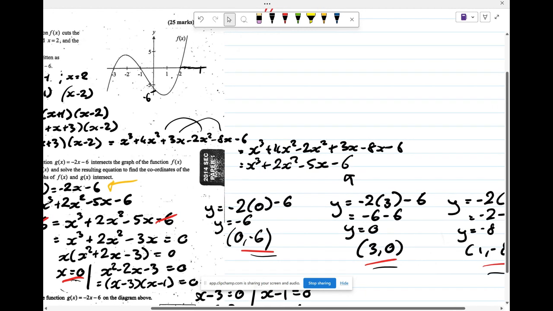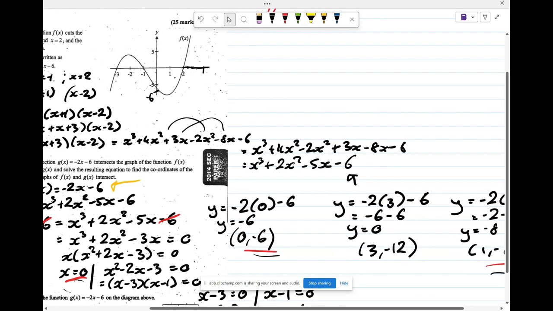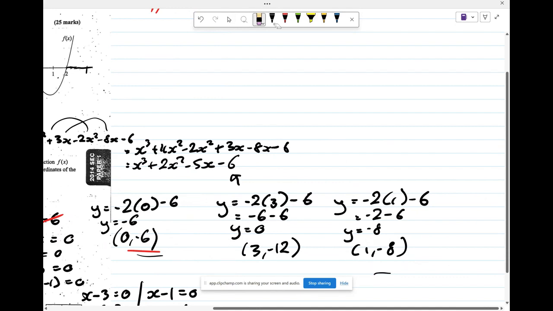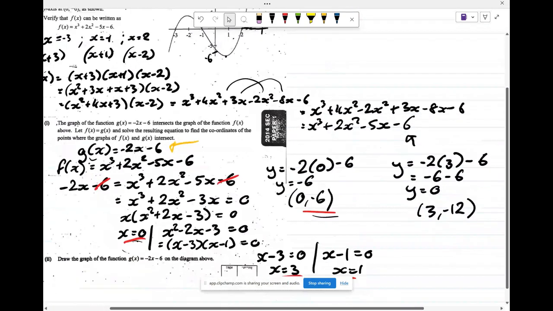Sorry, no, that's not 3, 0. That's 3 minus 12. And yeah, that's right. That's minus 8. So it'll be 1 minus 8. It'll be somewhere here.